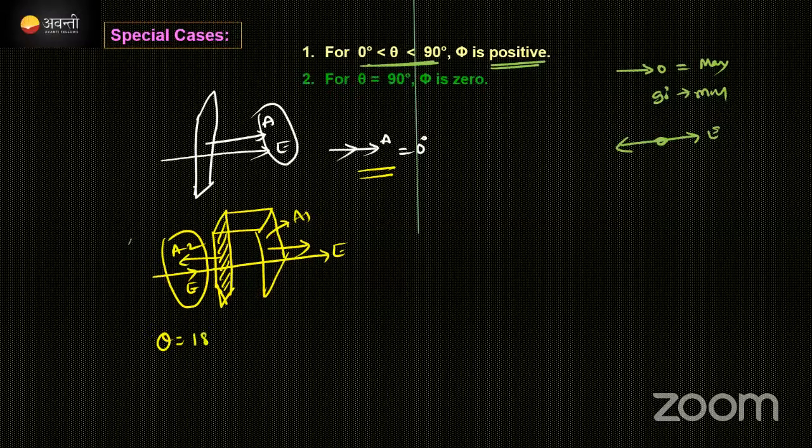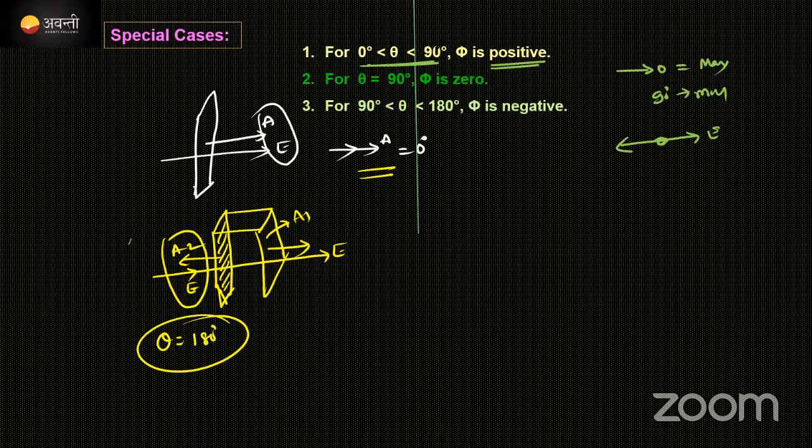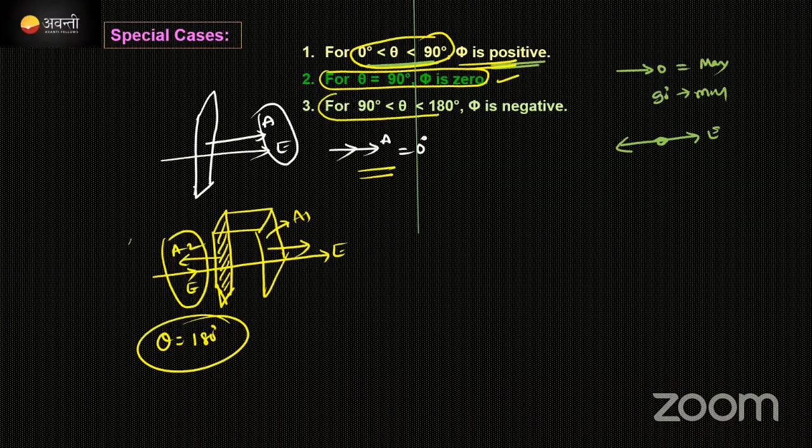180 degree, correct now? Based on the angle, the flux value will change, right? Keep that in your mind always. I also told you that if theta lies between 0 to 90 degree, then flux will be positive, and if theta is 90 degree, flux will be 0 because cos 90 is 0. And if theta lies between 90 to 180, flux can be negative.